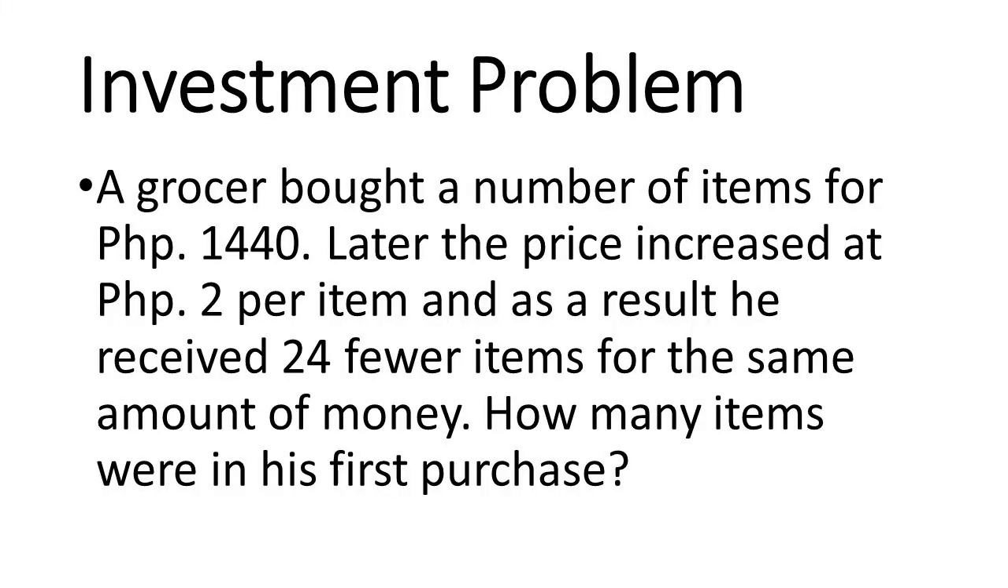Let's check our practice exercises. A grocer bought a number of items for 1,440. Later, the price increased at 2 pesos per item, and as a result, he received 24 fewer items for the same amount of money. How many items were in the first purchase?